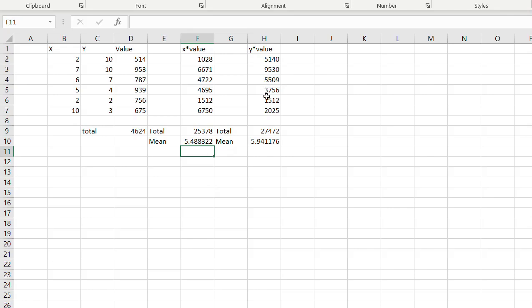And then we do the same thing over here for the y's. We have y times value, so this would be this 10 times 514. That's why we get 5,140, down the line. Here, again, we're summing this, so this total is just all of those numbers added together. And then the mean, because we're figuring out the mean y coordinate, is just this value here: the summation of the multiplications divided by the summation of just the values. And we get 5.94. Okay? So again, just to reiterate, all we did was multiply the x value by the coordinate, multiply the y value by the coordinate, sum them up, and then divide by the total of just the value to get the different means.